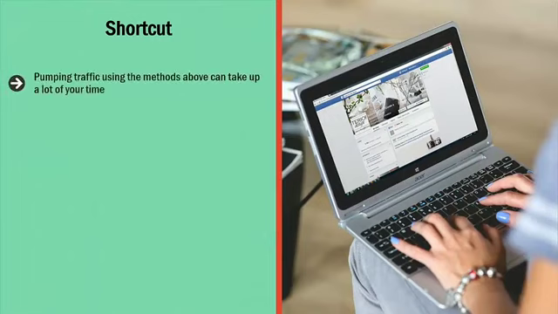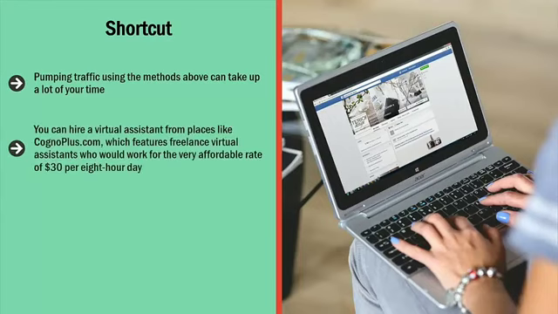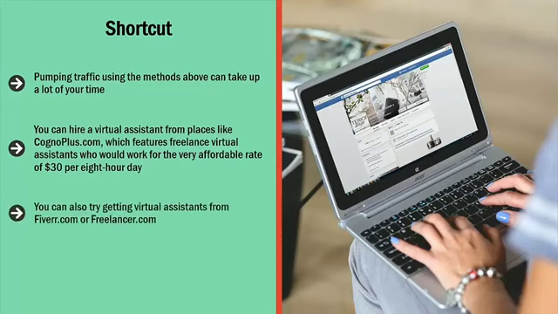Shortcut: pumping traffic using the methods above can take up a lot of your time. You have to know what you're doing. The good news is, there's a shortcut. You can hire a virtual assistant from places like CongoPlus.com, which features freelance virtual assistants who would work for the very affordable rate of $30 per 8-hour day. The best part is they will work on a quota. So you agree to a quota for a full day's worth of production, and if they meet that quota, you pay them the $30. You can also try getting virtual assistants from Fiverr.com or Freelancer.com.